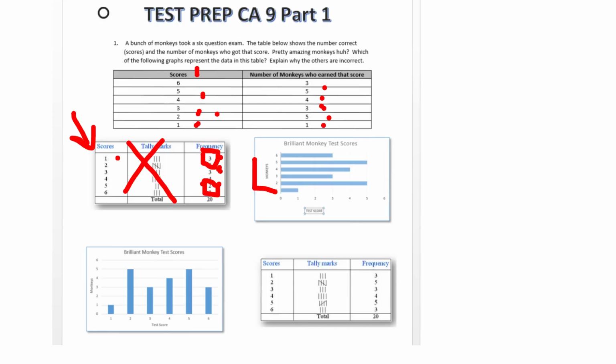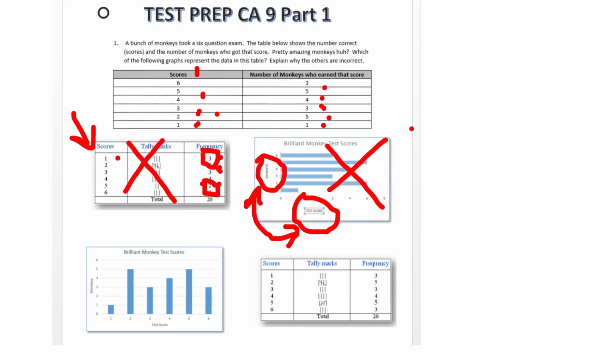The title says monkeys. So this would be the number of monkeys that got the score. And this would be the actual test score itself here. So those points are all backwards. These two titles are wrong. They, in fact, need to be reversed. So because they're not reversed, unfortunately, this graph, even though it seems to match up at first, does not match up to what we're looking for. So that's so sad. Such a sad graph.